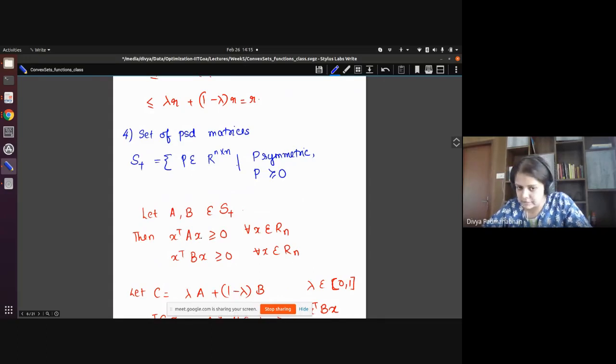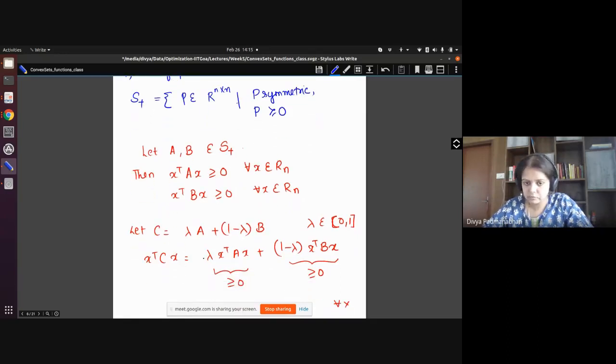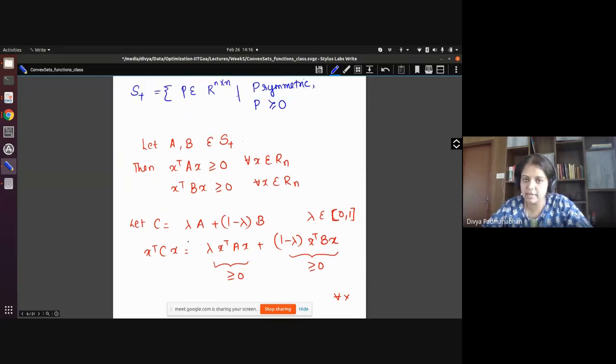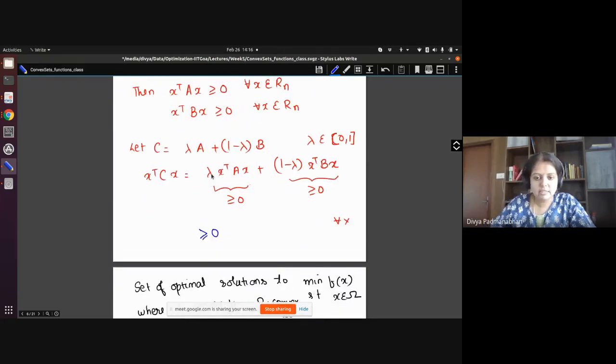You have x transpose Ax is greater than or equal to 0 and x transpose Bx is greater than or equal to 0. Now, for any convex combination you take, C equals lambda A plus 1 minus lambda B, you have x transpose Cx equal to this. It's just expanding along this one. Because lambda is positive, this whole term is greater than or equal to 0, and similarly, since lambda is between 0 and 1, the other term is greater than or equal to 0. So this is going to be greater than or equal to 0 for all x. Then C also is positive semi-definite and belongs to this set. Okay, so any questions till this point?